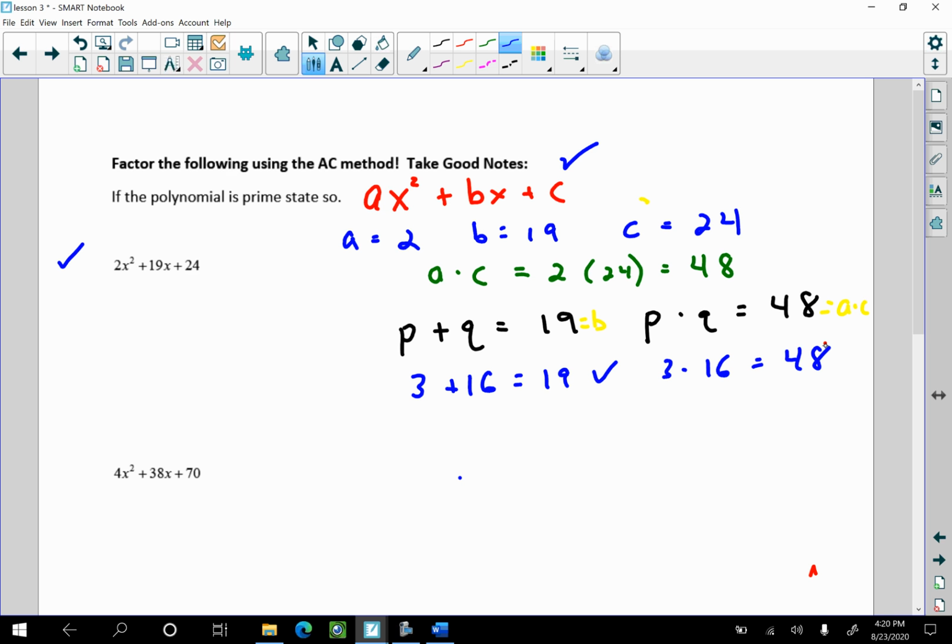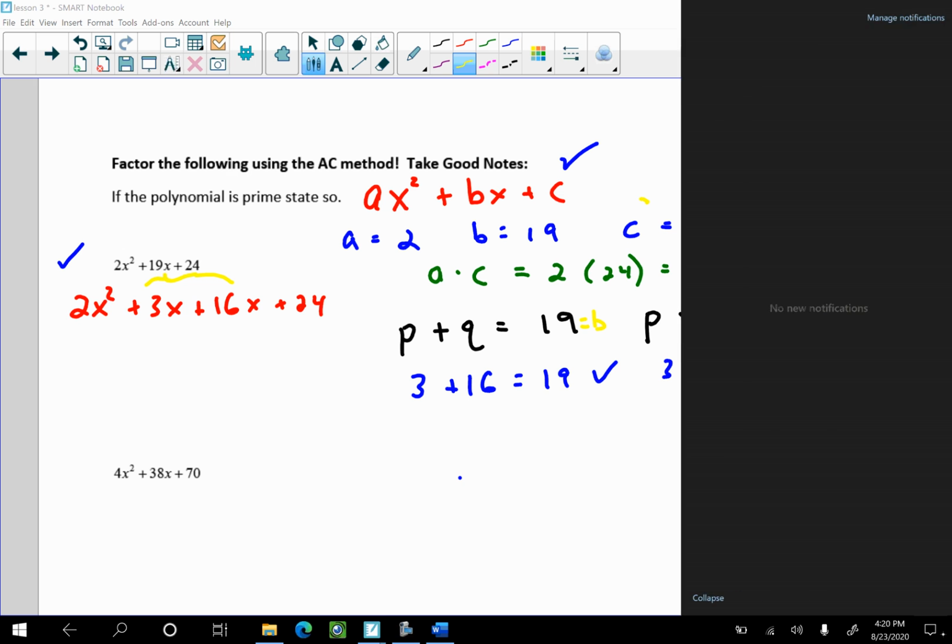So now, since I have the p and the q, here's what I do. I'm going to take this 19 and separate it into the px and qx. So I have 2x squared plus 3x plus 16x, and I still have this 24. So this is what happened. These two, 3x plus 16x, equals 19x. And I do that because the next thing I do is I'm going to factor by grouping.